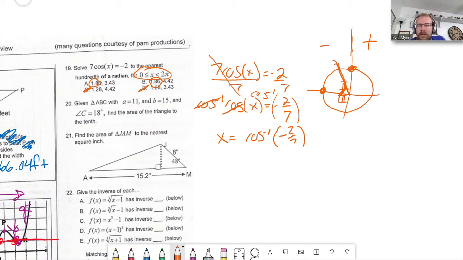That's a whole other video I could make on that, by the way. But I have pi minus that 1.86 thing. I'm just going to type in 1.86 because that's easier than cosine inverse. I don't need to be a stickler for details here.